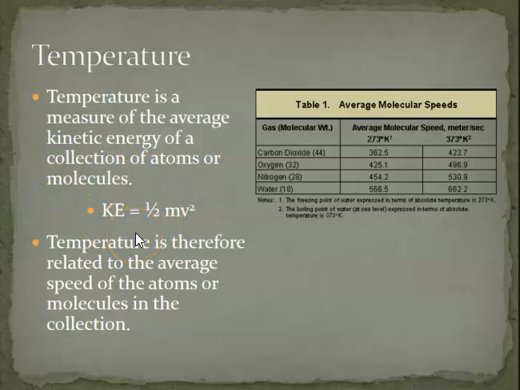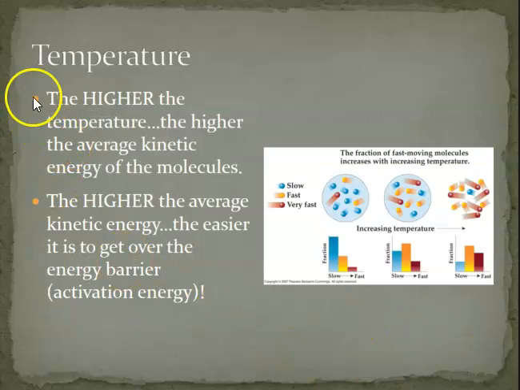If they're moving faster, there's going to be more collisions, and more energetic collisions. So the higher the temperature, the higher the average kinetic energy, so they're moving faster. There's going to be more collisions per second because there's more things moving fast. But they're also going to hit with more force. Bang! Because they're moving faster, there's going to be more of the particles that have enough energy to get over that activation barrier. So that's what temperature does.